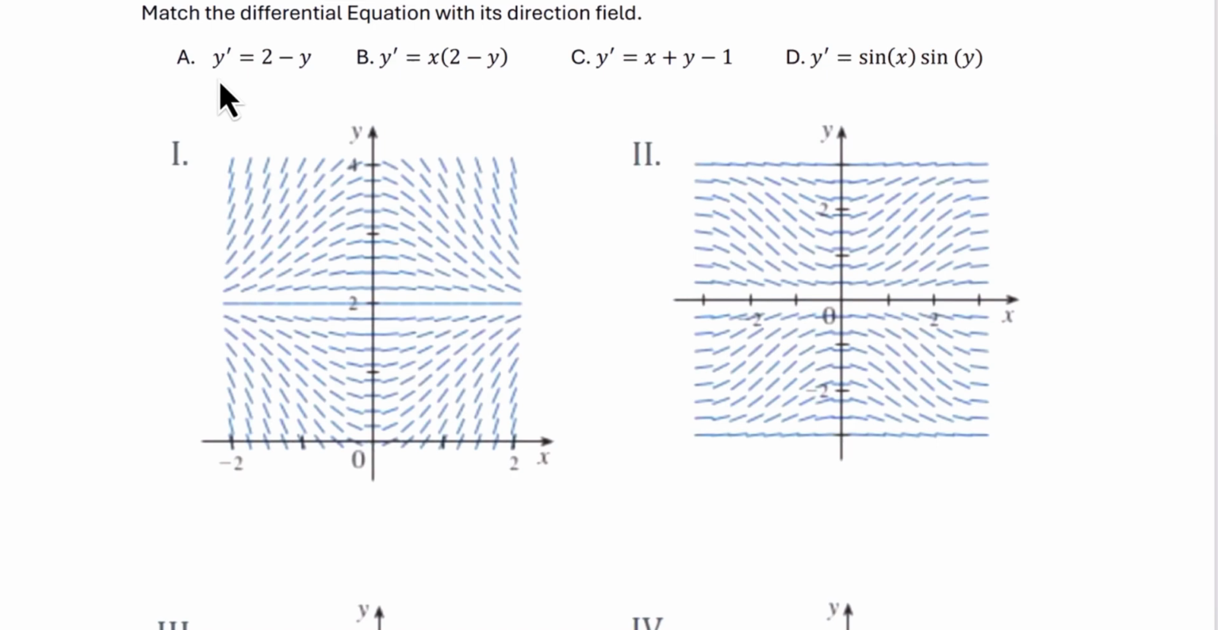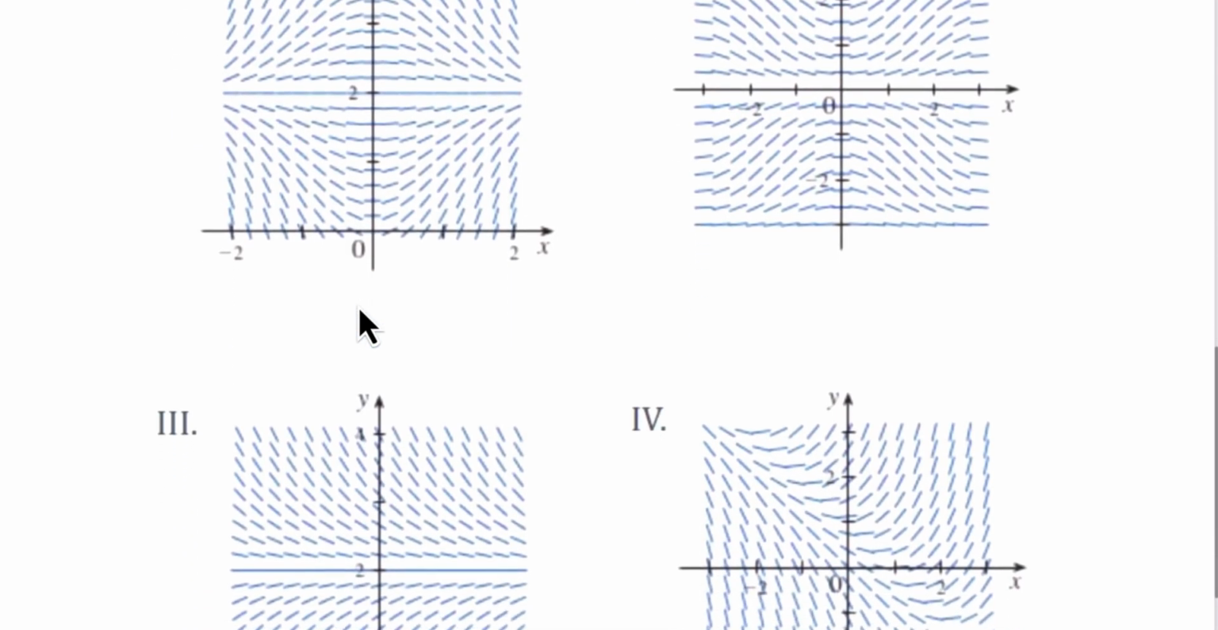I like to start with a derivative of 0. I think that horizontal tangent line is easy to identify. So in this first one, if we want y prime to be 0, that means y would have to be 2. So let's look for horizontal tangent lines along y equals 2. That happens here, but it also happens down here. We have those horizontal tangents along y equals 2. So we need some more information.